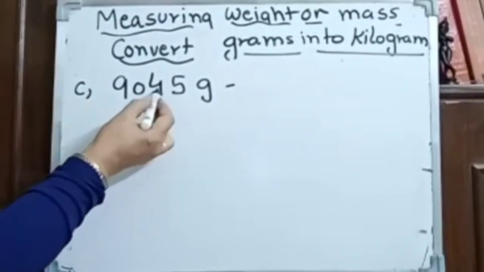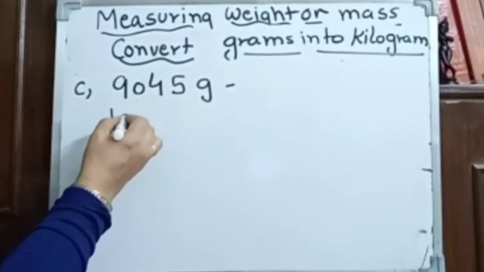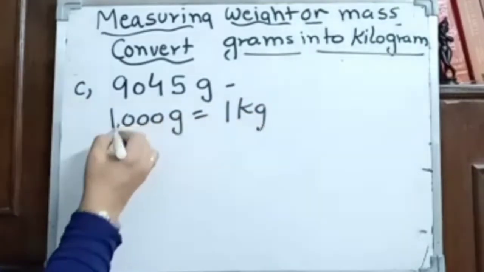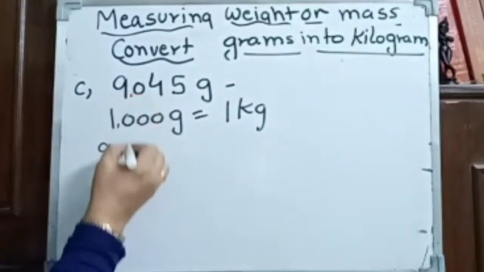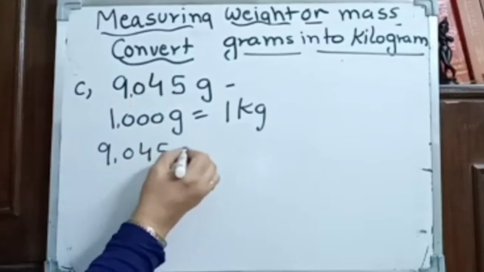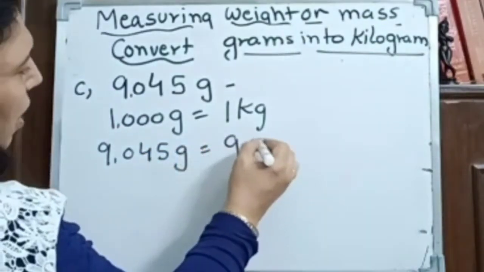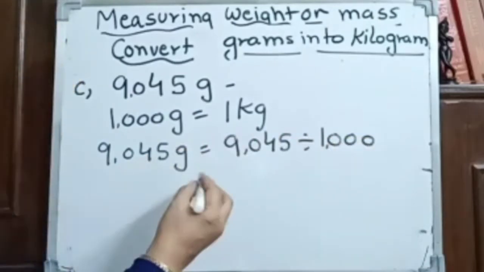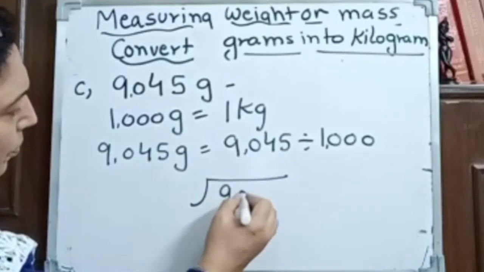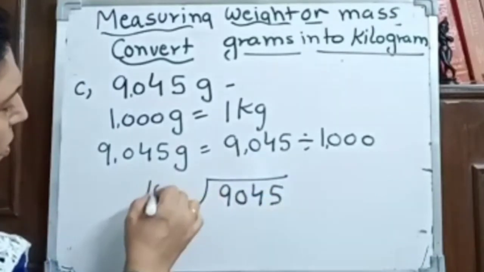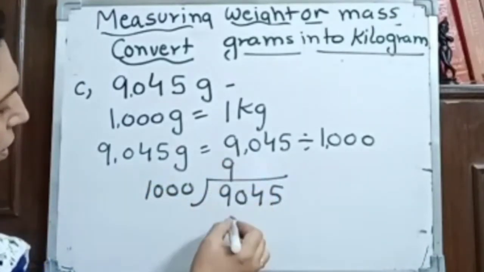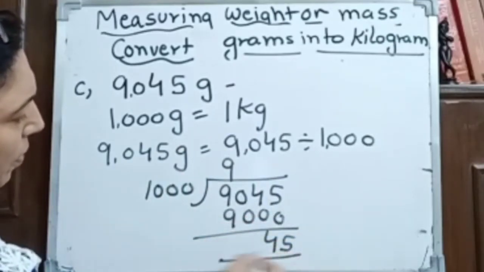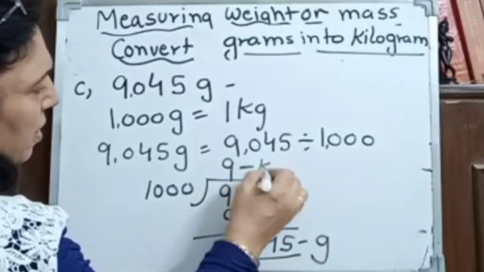We have 9,045 gram. First what will we do? 1,000 gram is equal to 1 kilogram. Then the next step: 9,045 gram means 9,045 divided by 1,000. So what will we do? Divide it by 1,000. 9,000, then here we have 45 remainder. That is gram, that is kilogram.